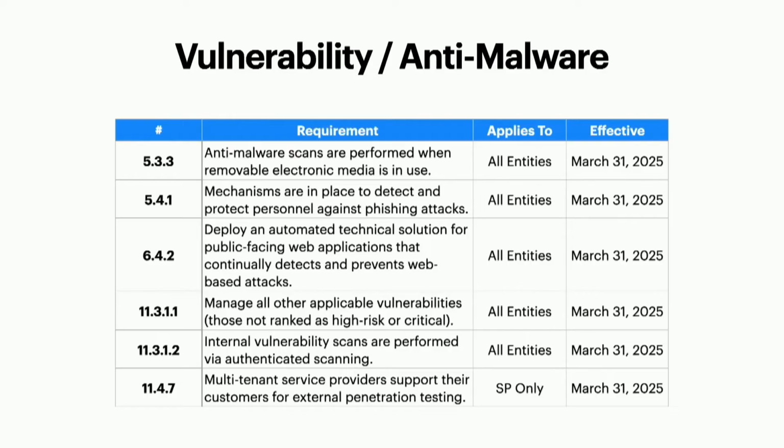So vulnerability, anti-malware. Look at electronic media. When you plug in a USB drive, it has to scan it. Most solutions have that nowadays, so it shouldn't be too big a deal. They're just calling it out. Mechanisms are placed to detect phishing, so that means email protection. On the phishing side, this wasn't called out before. Now you have to have a way to detect certain phishing. You could probably do it through some EDR aspects as well, but this is one of the things that you'll need to measure.